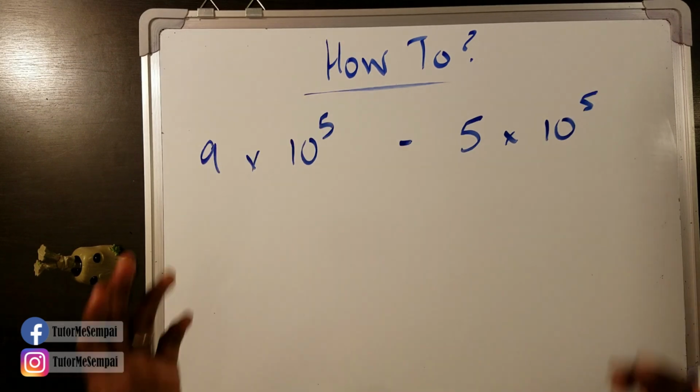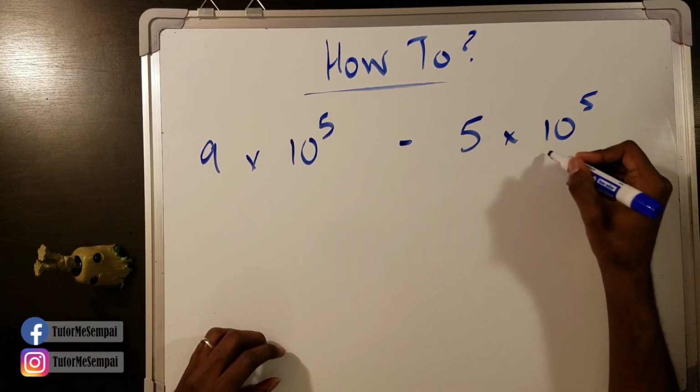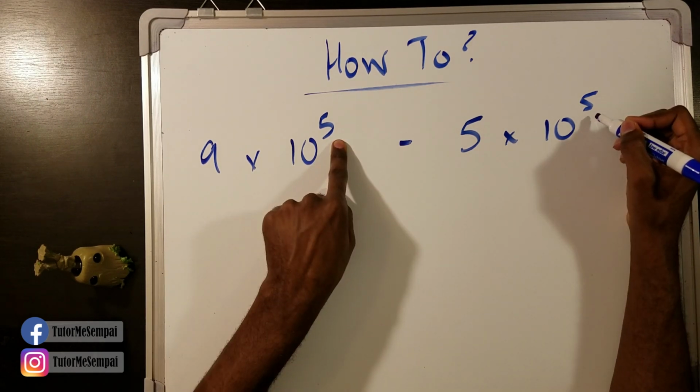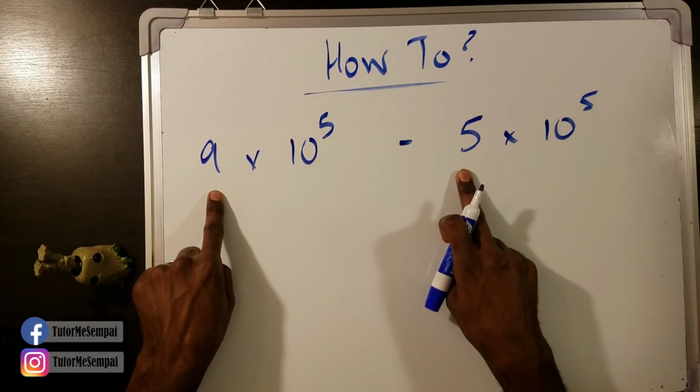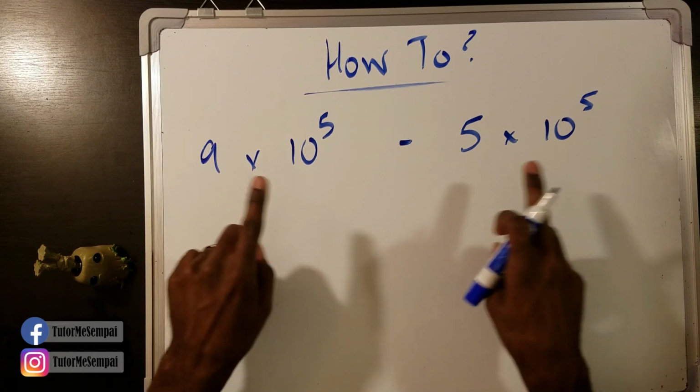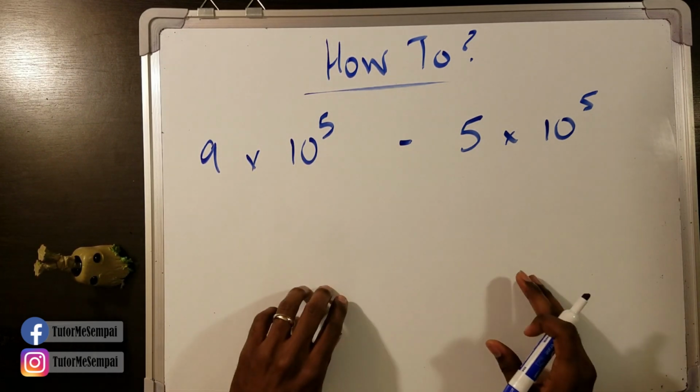Let's look at subtraction. Can we subtract this? Yes. Same base and same exponent. All we have to do is subtract the coefficients. Whatever number is multiplied by the base raised to some exponent.